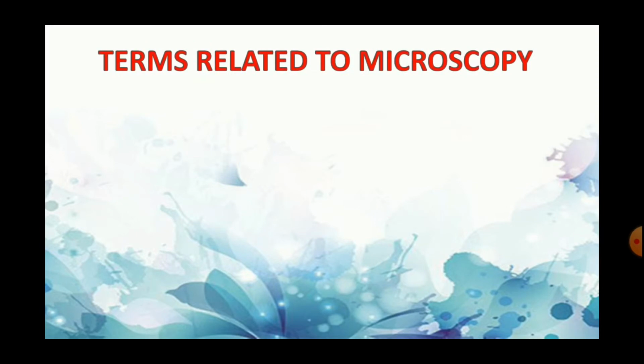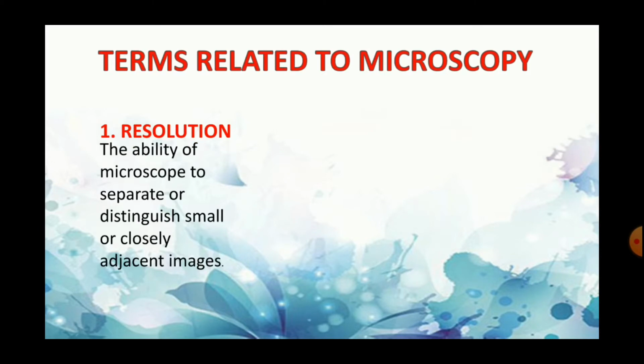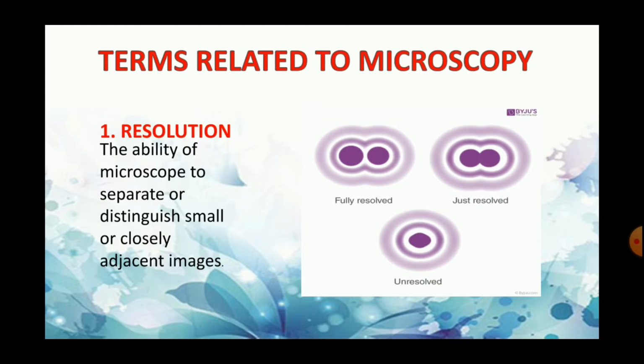The terms related to microscopy are, the first one is resolution. The ability of microscope to separate or distinguish small or closely adjacent images. Or we can say that it is the clarity of the image of the specimen. Now look at this picture. The first one is not resolved. So in this one you can see a single dot. While the one which is just resolved, you can see two dots which are attached to each other, while the third one which is fully resolved, the two dots are at a distance from each other.